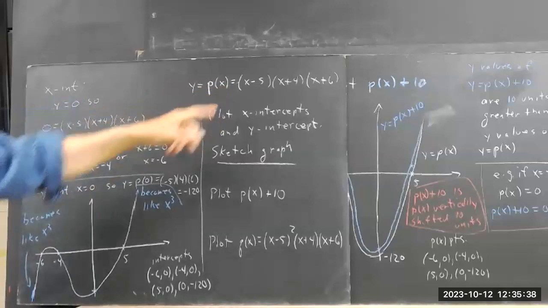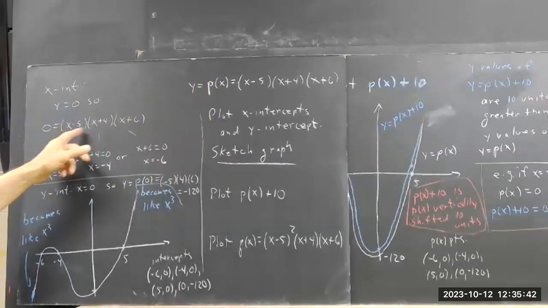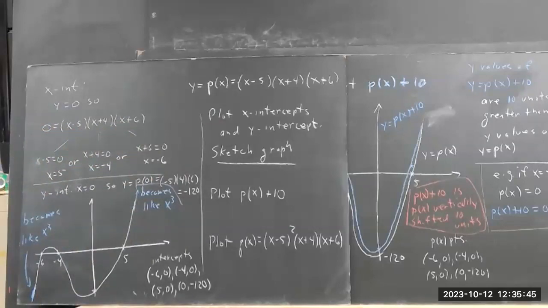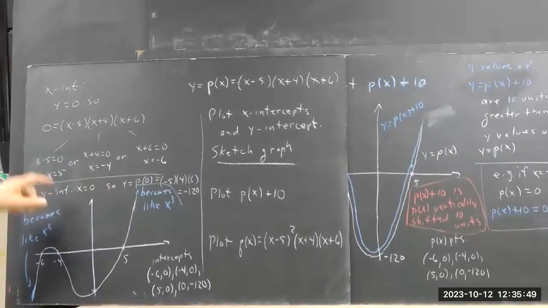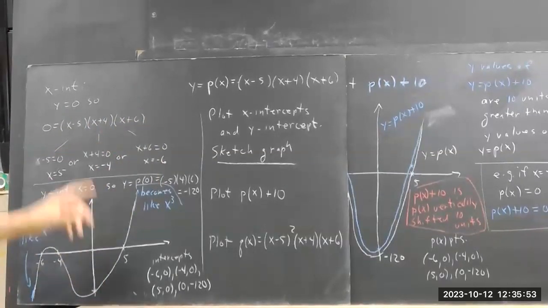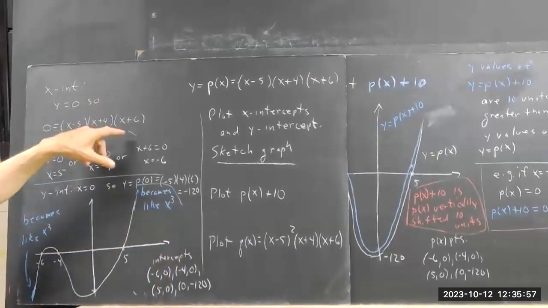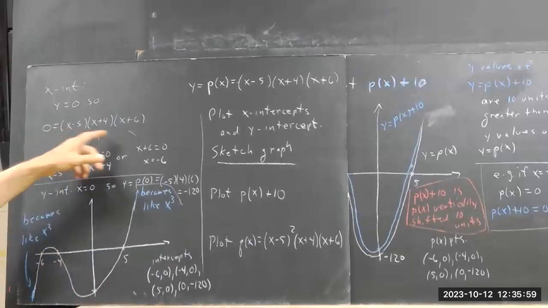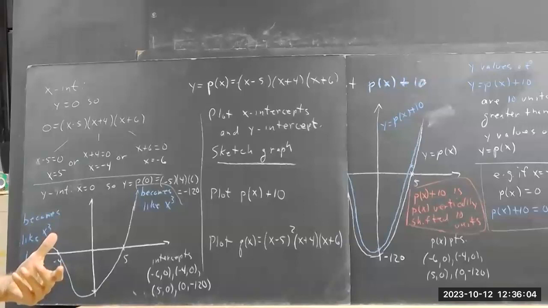So we take this function and we set y equal to zero. We'll leave the p of x off right now. We don't need it. And there we have it. Okay, now this splits into three equations. x minus 5 equals zero, x plus 4 equals zero, x plus 6 equals zero. You can tell by just looking at it what the zeros are going to be, because I don't even have any coefficients on the x. But in general, you're going to have to write out the equation and solve it. Okay?